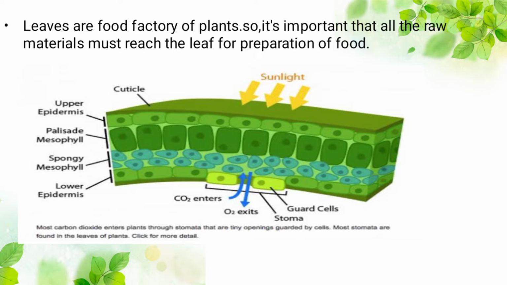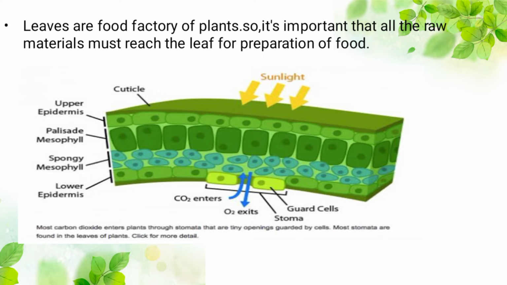So it is important that all the raw materials must reach the leaf for preparation of food. What are the raw materials? The water, minerals, carbon dioxide, sunlight, everything must reach the leaves for the preparation of the food. After all these raw materials reach the leaves, the food production will start in the leaves.